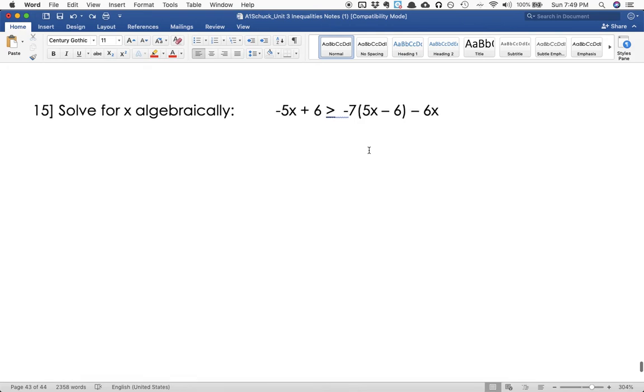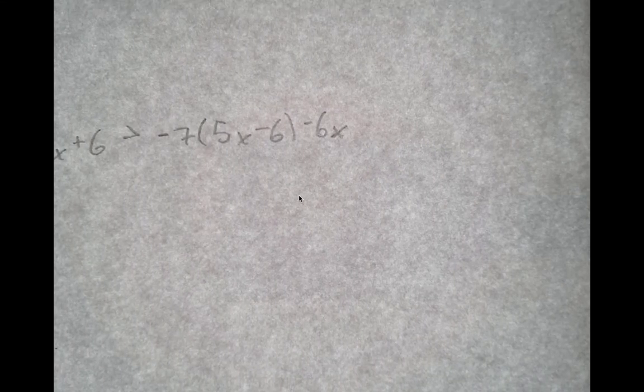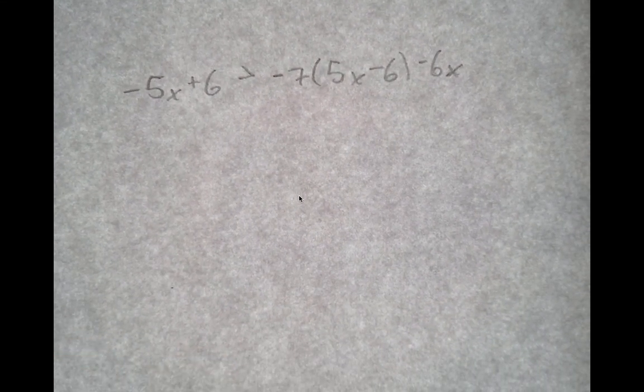As long as you can do your inverses and you know how to simplify, this one is pretty straightforward. I should have written that question down before, but let's just get it now. I've got negative 5x plus 6 greater than negative 7 parentheses 5x minus 6 minus 6x. And let's come over to the paper and start going.